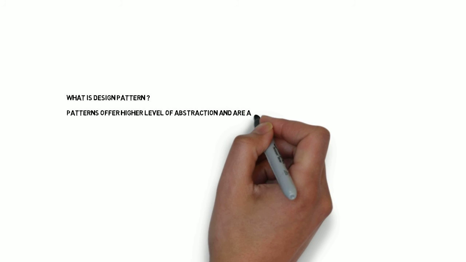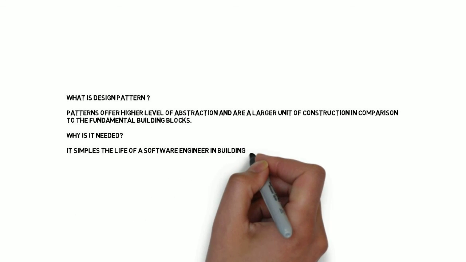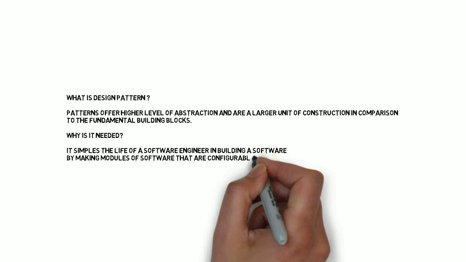What is a design pattern and why is it needed? Let's define design pattern first. Patterns offer a higher level of abstraction and are a larger unit of construction in comparison to the fundamental building block. Why is a pattern needed? Because it simplifies the life of a software engineer in building software by making modules of that software that are configurable and independent, as well as very easy to reuse.